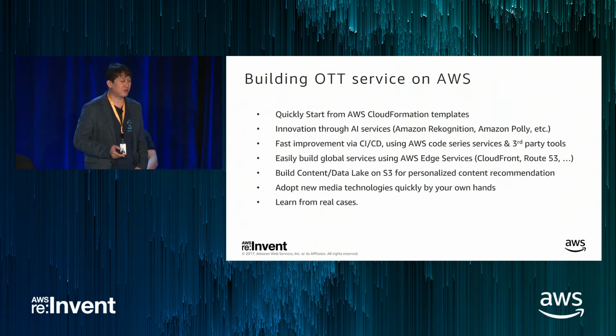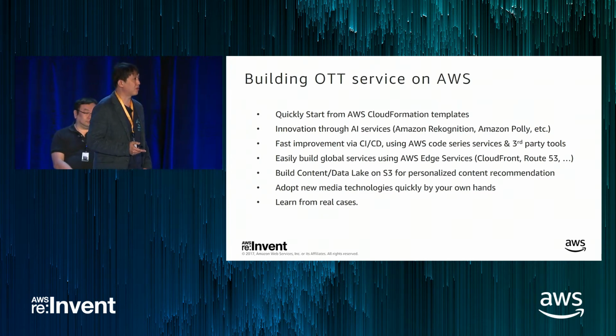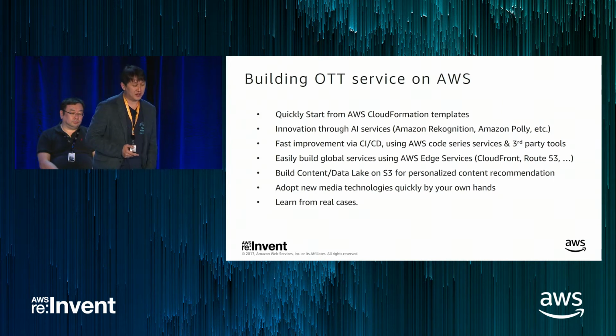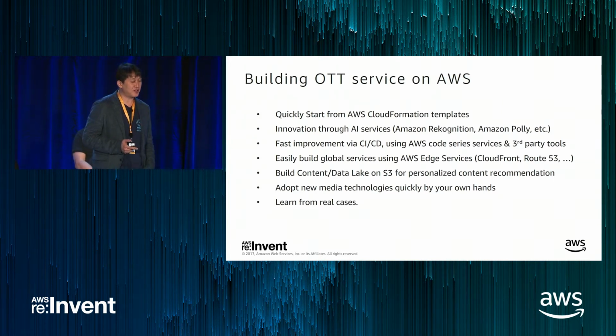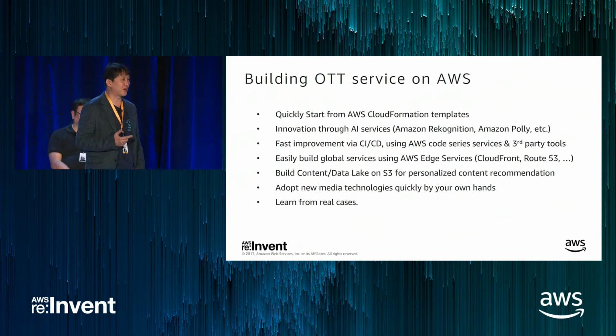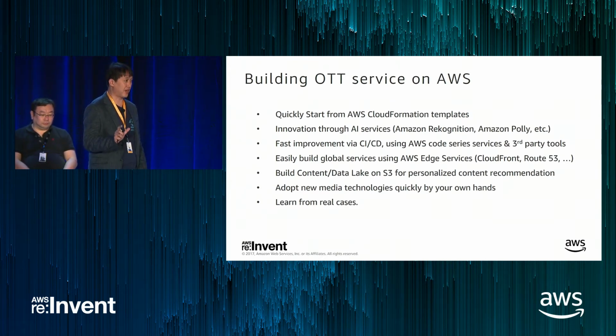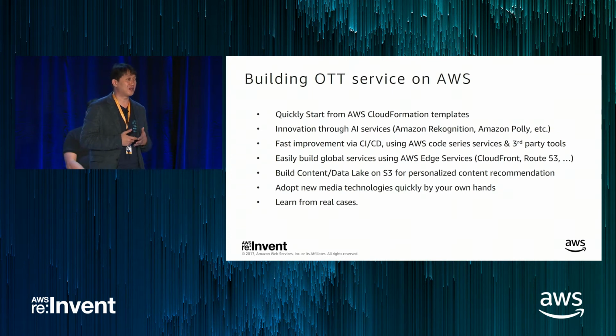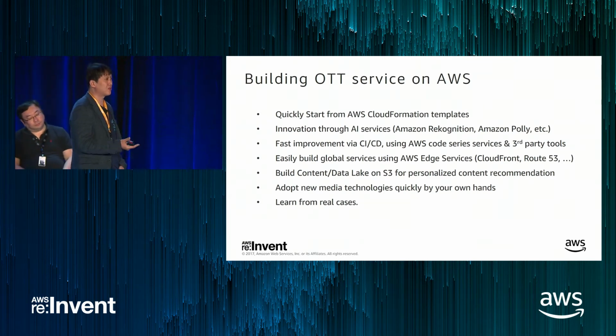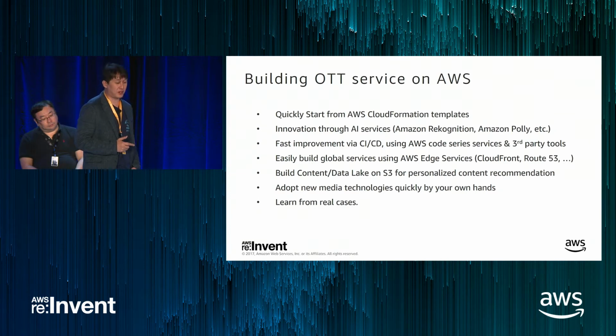Now, this would be the strategy for building up OTT services on AWS. So you can quickly start from the AWS CloudFormation template through the AWS Answers homepage. We are providing the manuals too. And this is very interesting. Innovation through AI services is very easy on AWS. We published another CloudFormation template utilizing Amazon Rekognition. We extract the thumbnails from the video, and then we run Rekognition against those thumbnails. Then we can extract much information, like face recognition and sentiment analysis for the people in the photo. So we can utilize that information as another metadata for the video content.